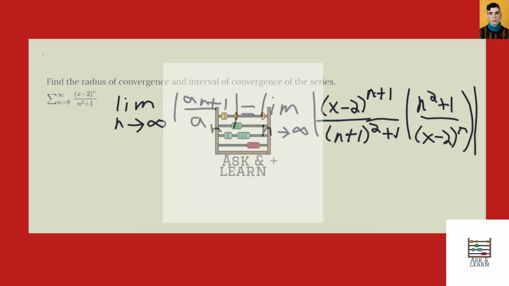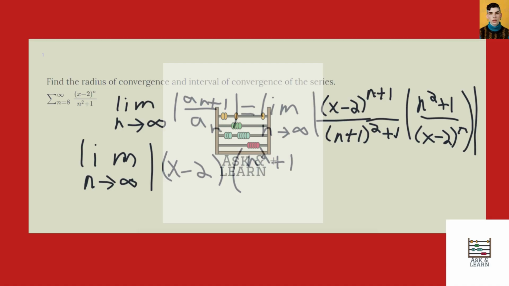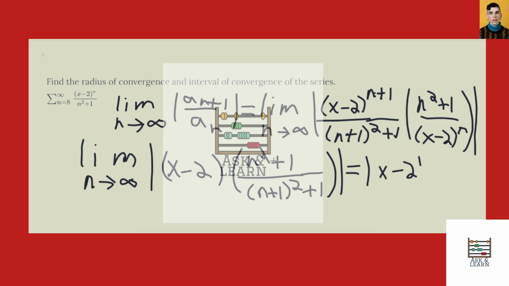Okay, so (x minus 2) to the n plus 1 divided by (x minus 2) to the n is just going to be x minus 2. And then we have n squared plus 1 divided by (n plus 1) squared plus 1. So these up top and down below, we have degree 2 polynomials with leading coefficient 1. So as n goes to infinity, this is just going to go to 1. So this is just going to turn out to be the absolute value of x minus 2. And we want for that to be less than 1.